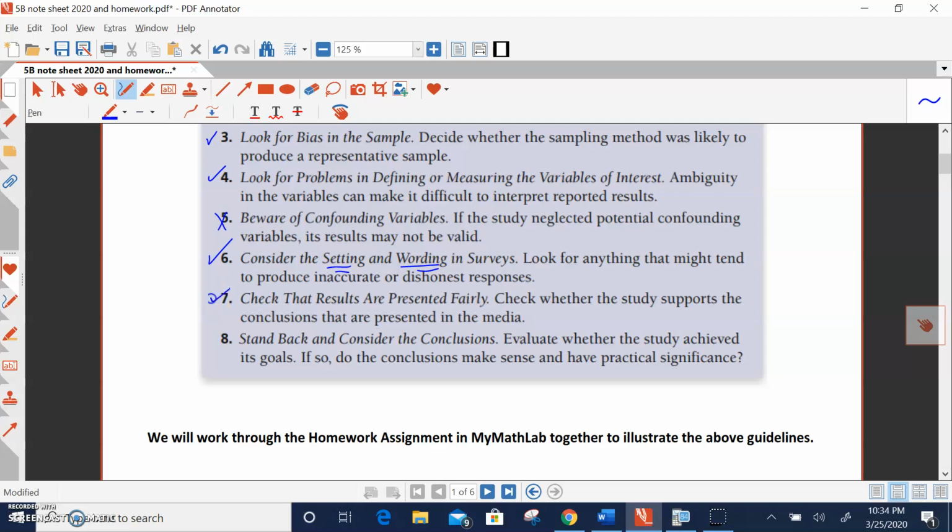See that the results are presented fairly, and stand back and consider the conclusions. Evaluate whether the study achieved its goals. If so, do the conclusions make sense and have a practical significance? We're not going to look at all 8 of these, but let's look at some ways some items might come up. So what I did is I printed off the homework, and we're just going to go through the homework together and see how these guidelines might be presented.